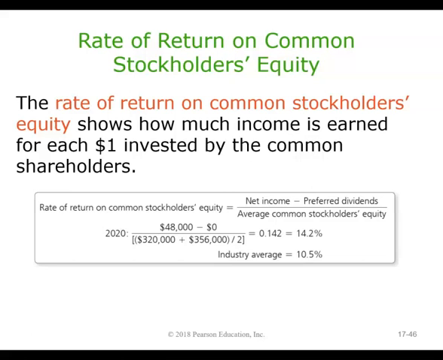So we're going to say net income minus preferred dividends, if you have any, not every company does, divided by the average common stockholders' equity. In this case, we only had common stockholders, so it's just the beginning of the year plus the end of the year of stockholders' equity divided by 2. All right, and so it is 14.2%, which is actually higher than the industry average.